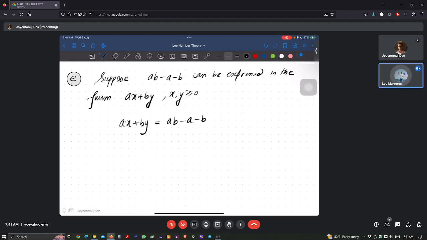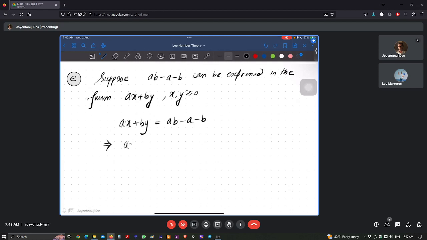But we know that the GCD of A and B is 1. Okay, we can try doing one thing. We can bring the A terms on one side, and let us check.